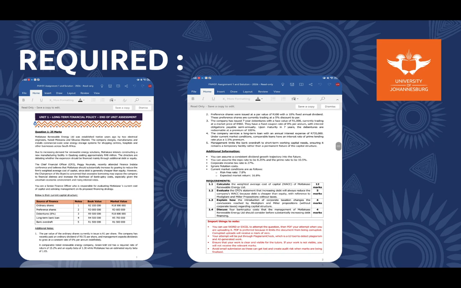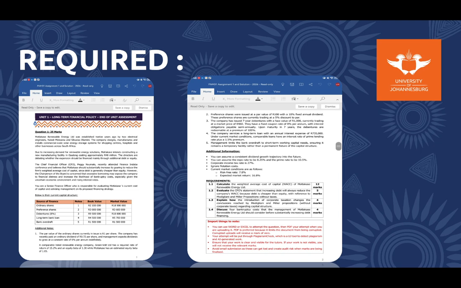It tells you that the par value of ordinary shares currently in issue is 1 Rand per share. The company has recently paid an ordinary dividend of 0.72 per share, and management expects dividends to grow at a constant rate of 6% per annum indefinitely. So you know that here we are looking at your dividend growth model to find either the cost or the pricing of the share currently, or to find the dividend moving forward, so that you can find the cost of equity, right?